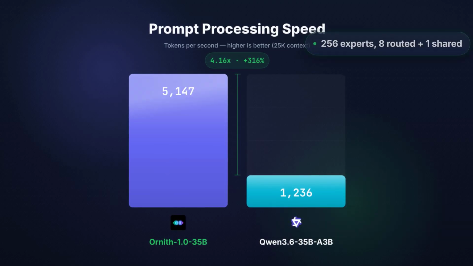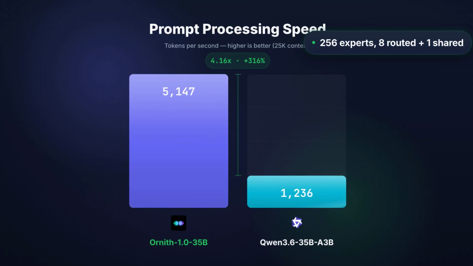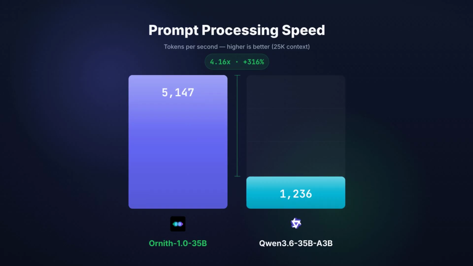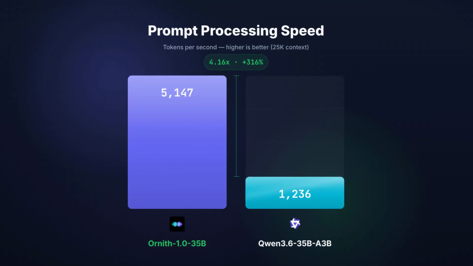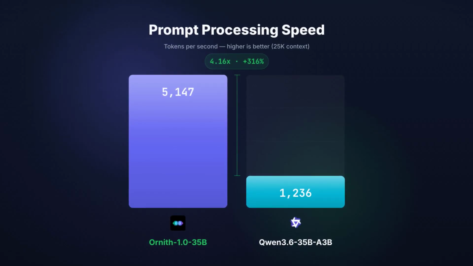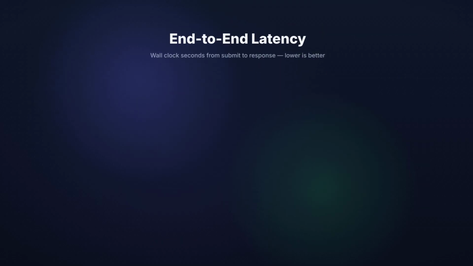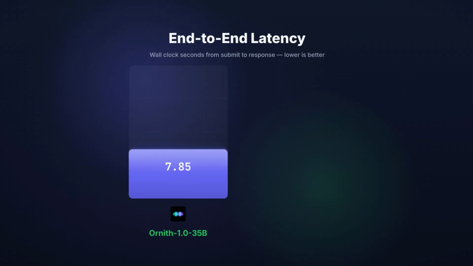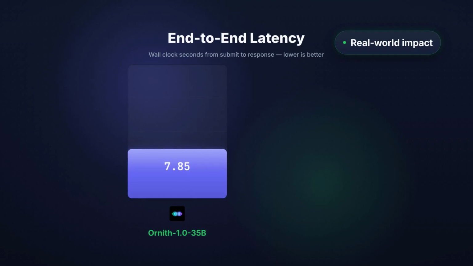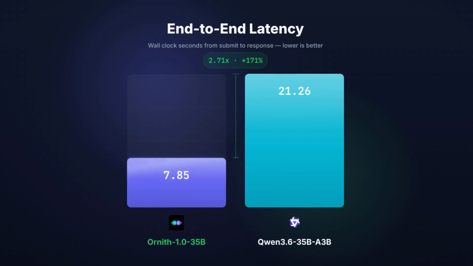all of it does. An alternative factor may be Qwen's more complex MoE routing, 256 experts, with 8 routed plus 1 shared per token, potentially adding per token overhead that compounds on long sequences. This has massive real-world implications. End to end, from hitting enter to seeing the full response, the numbers tell a clear story.